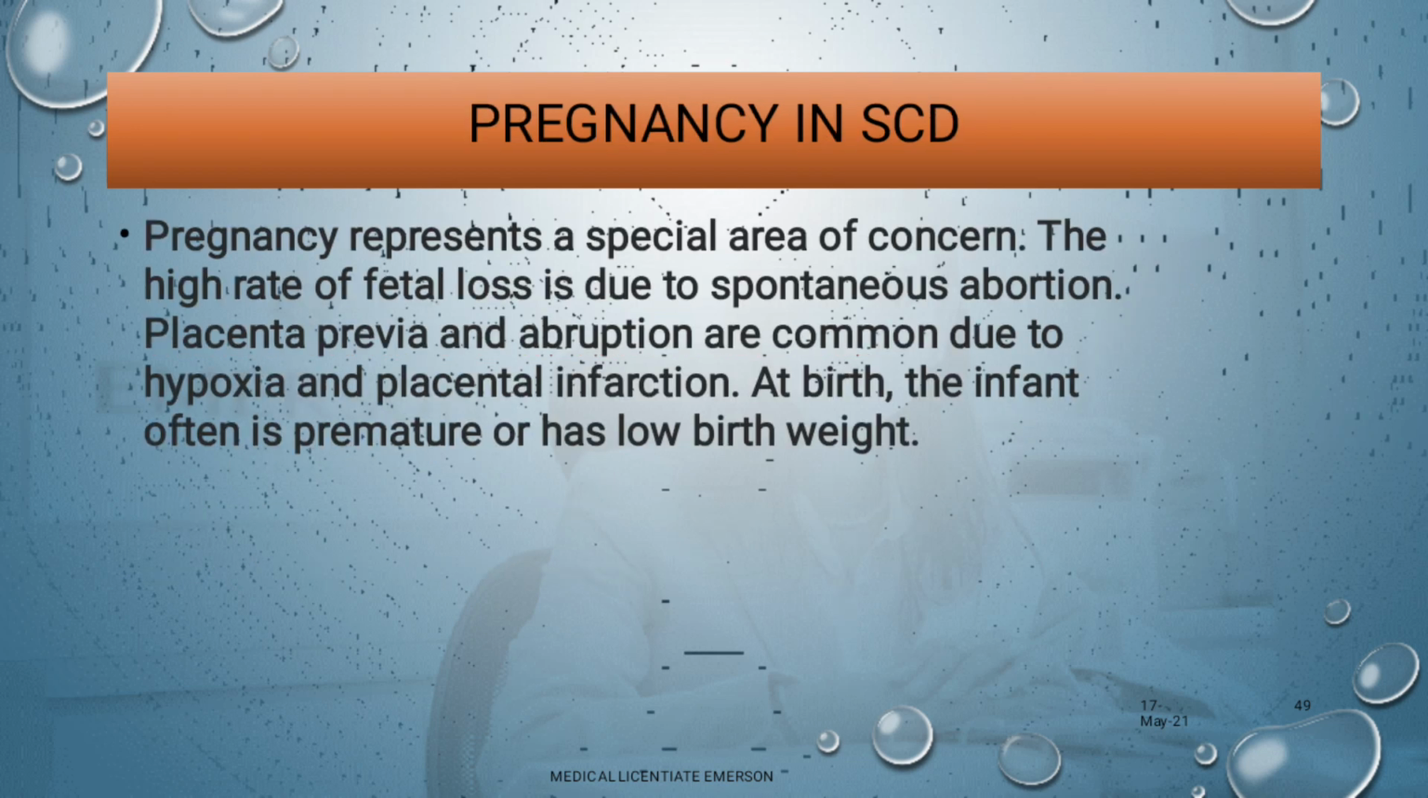Then for pregnancy in sickle cell disease, pregnancy actually represents a special area of concern. The high rate of fetal loss is due to spontaneous abortions. Placenta previa and abruption are common due to hypoxia and placental infection. Then at birth, the infant is often premature or has a low birth weight.